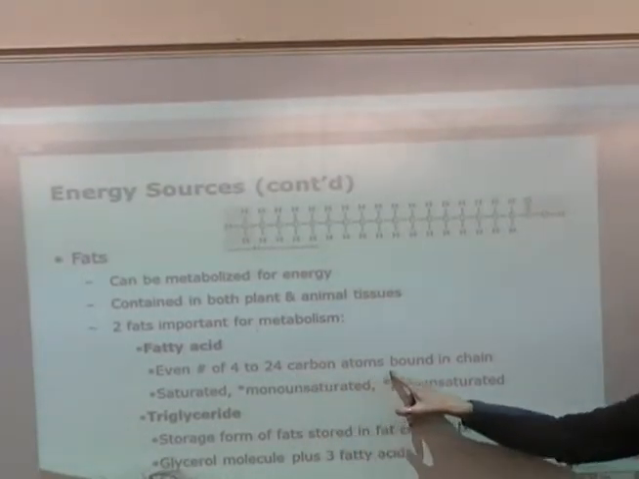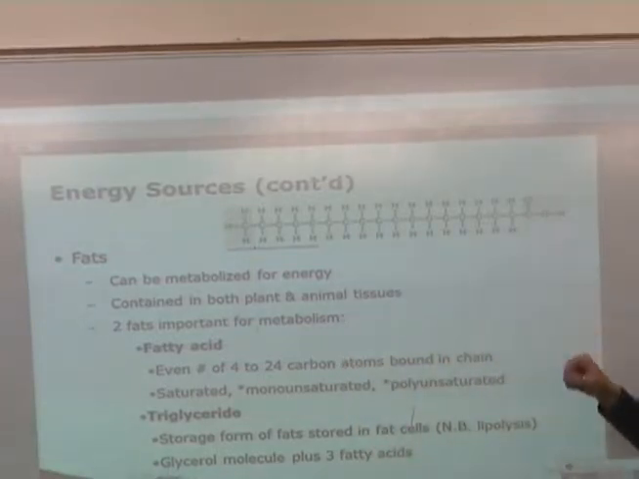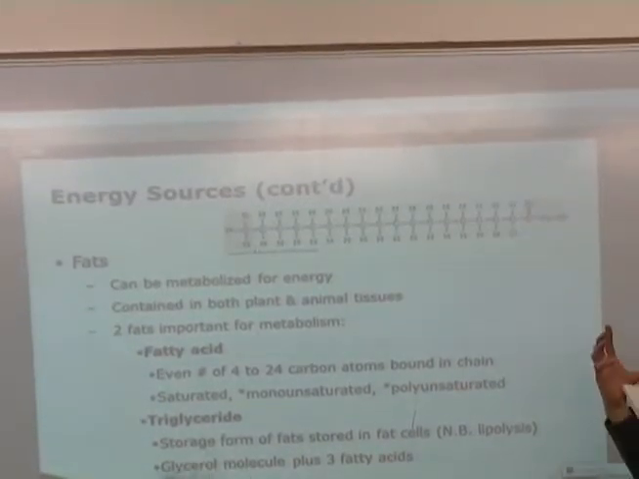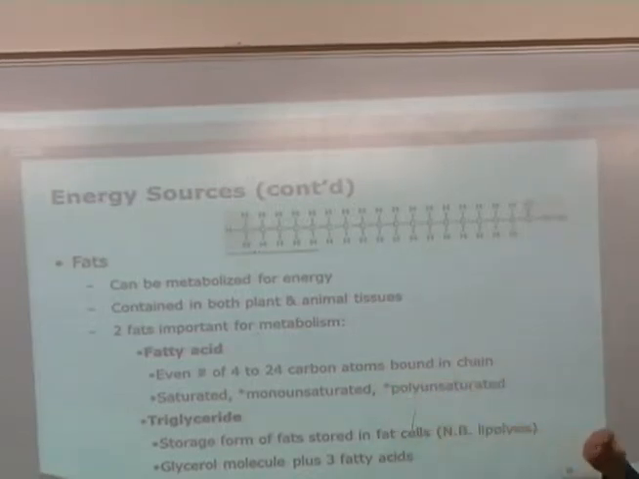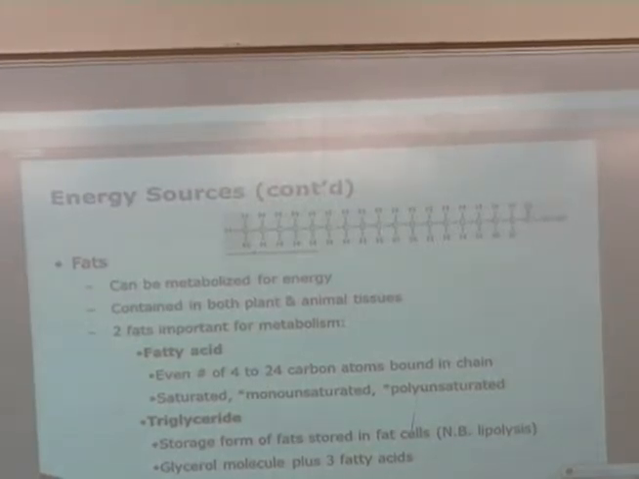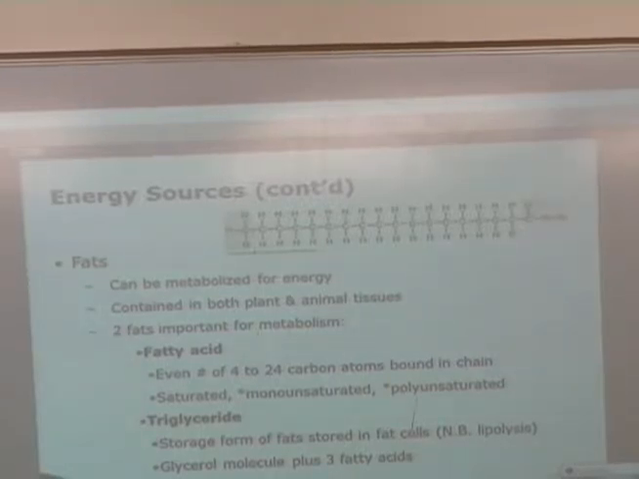So they have an even number of these carbon atoms. They're not in a ring, they're in a chain. And we have several different types. Saturated, which are generally considered the least healthy, monounsaturated, and polyunsaturated. And the monounsaturated and polyunsaturated fats have been shown to have quite substantial health benefits.